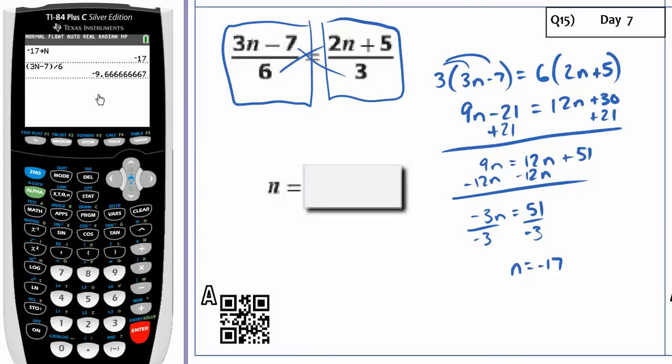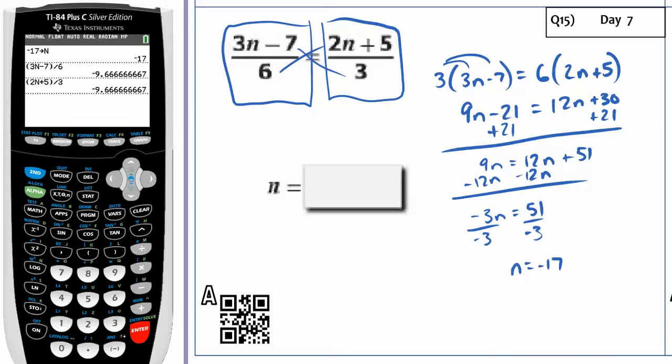So here's my first fraction. That's what it equals. Some ridiculous number, but that's okay. It just has to be equivalent to this number right here. So I'm going to do parentheses 2n plus 5 divided by 3, and hit enter, and those two things are equal.